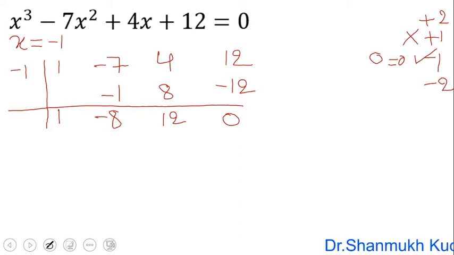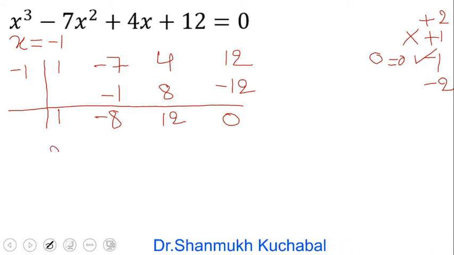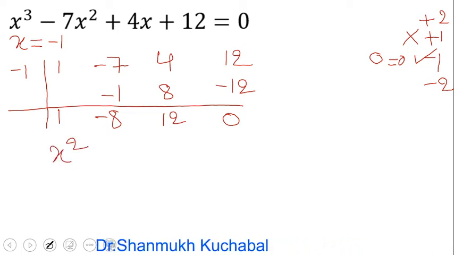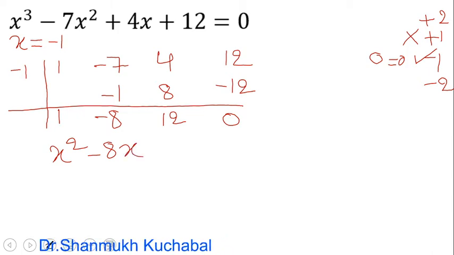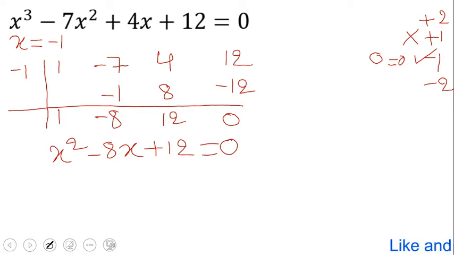So now decrease one power. The highest power was 3, decrease by 1, so we get x square minus 8x plus 12 equal to 0. So now I am using the earlier method, the solution of a quadratic equation simple trick, and I am finding the remaining 2 solutions.